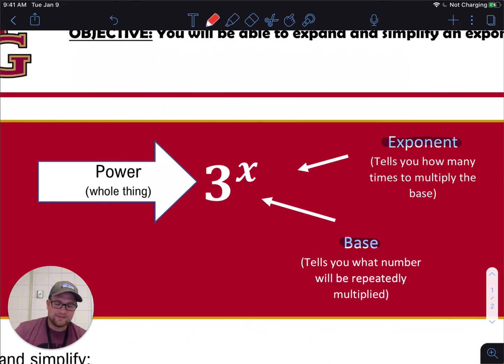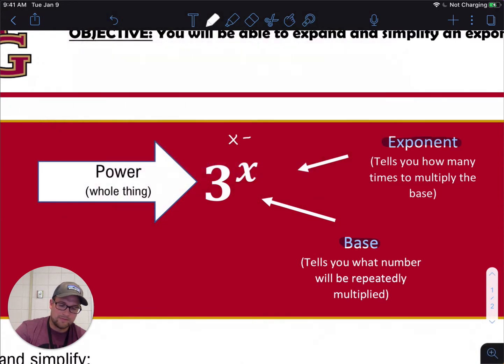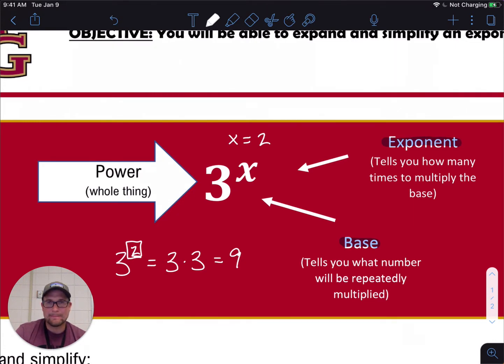So, in this situation, if we were to say that x was equal to 2, then that would tell us that we would have 3 to the second power. Since 3 is our base and 2 is our exponent, 3 to the second really just means 3 times 3. 3 multiplied by itself 2 times. And of course, 3 to the second is really equal to 9.